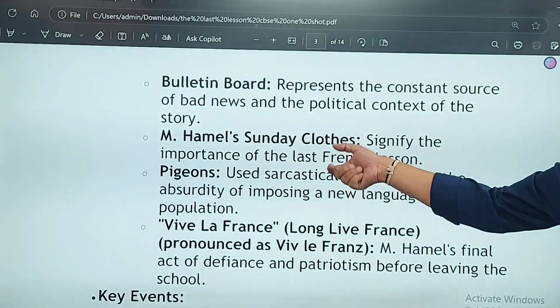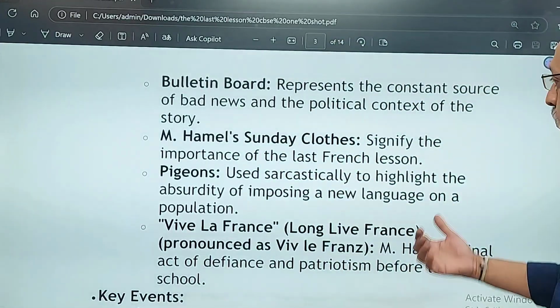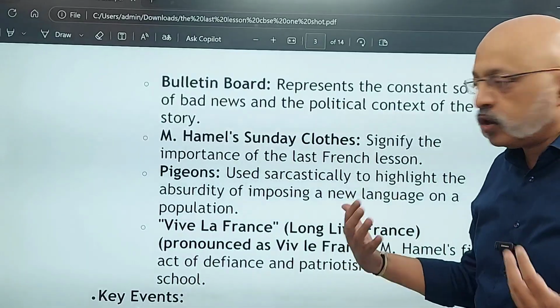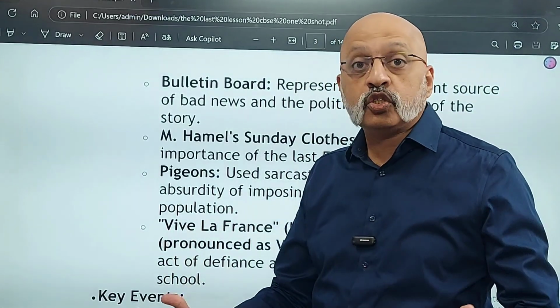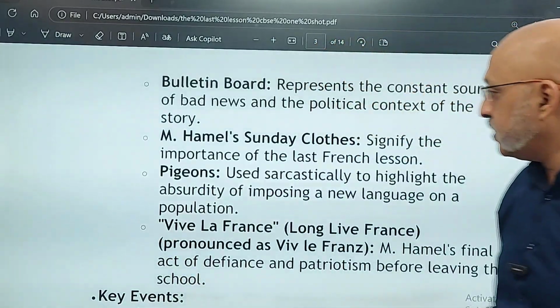Then the Sunday clothes that he's wearing, very ornamental clothes, the green frill coat, etc. What is the significance of that? Because it's the last day, he wants it to be special as far as he's concerned.